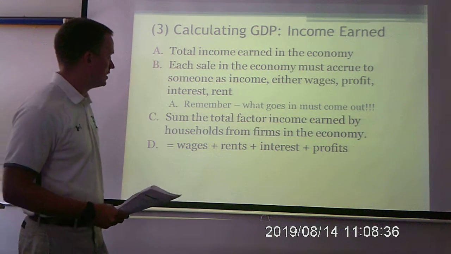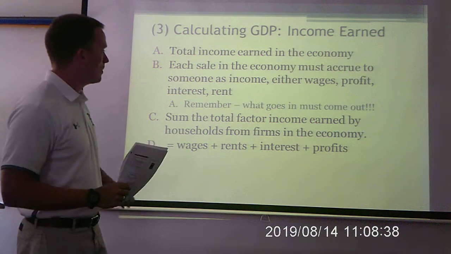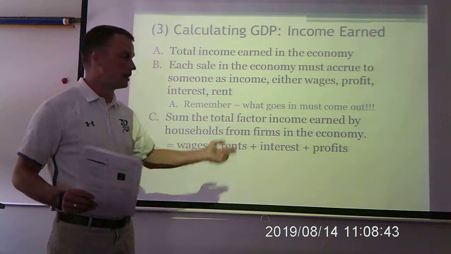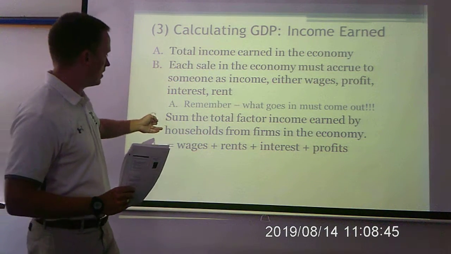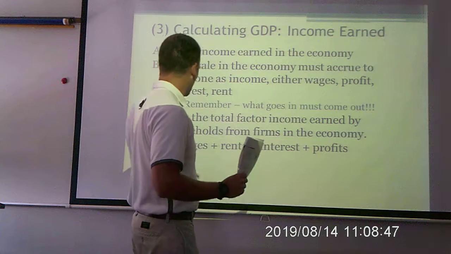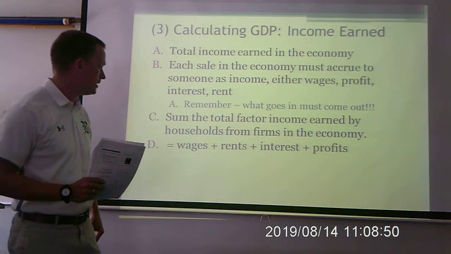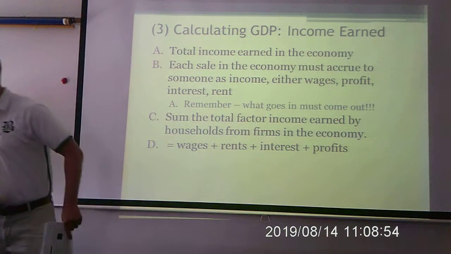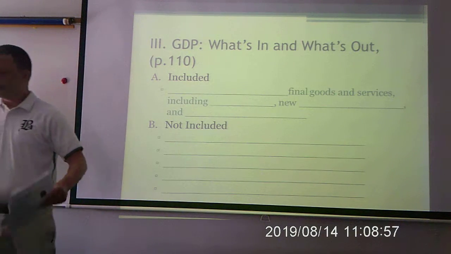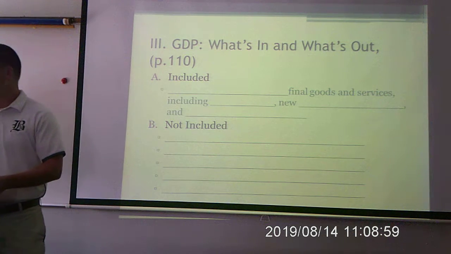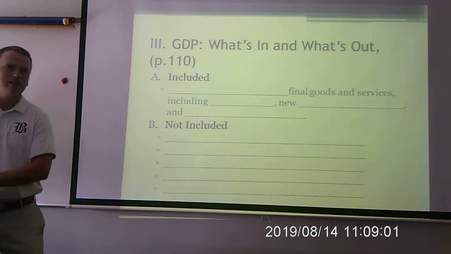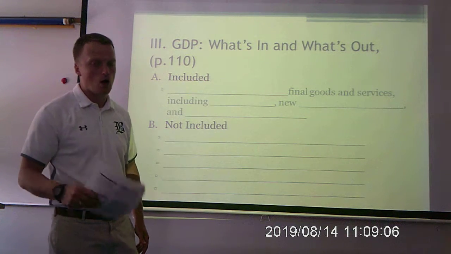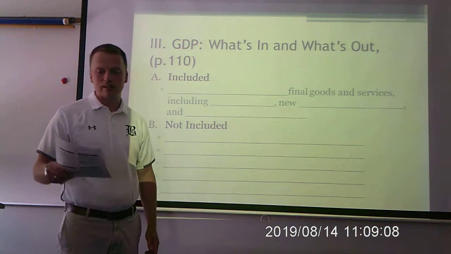Either wages, profit, interest, or rent. And remember, what goes in must go out. It's a circular flow we're talking about here. Sum the total factor income earned by a household from firms in the economy, wages plus rents plus interest plus profits. And the best place to look at this is probably page 110. You can look at that as well.